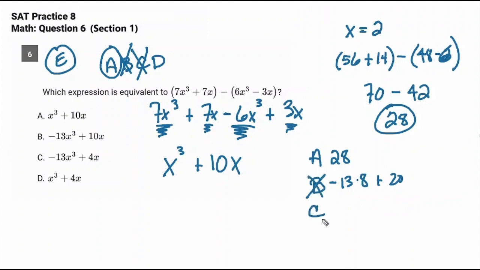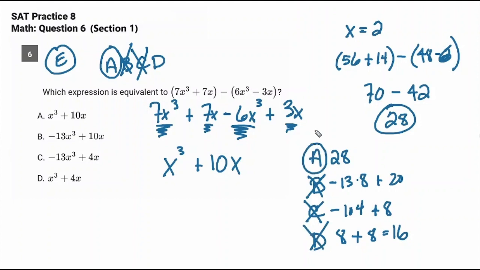So now I'm going to do C. I know that this is going to be negative 104 plus 4 times 2, so plus 8. Don't need to do anything with that. Obviously not going to be 28. And then D is 8 plus 4 times 2. That's 16. That's not 28. So either way you slice it, you're going to get answer choice A.